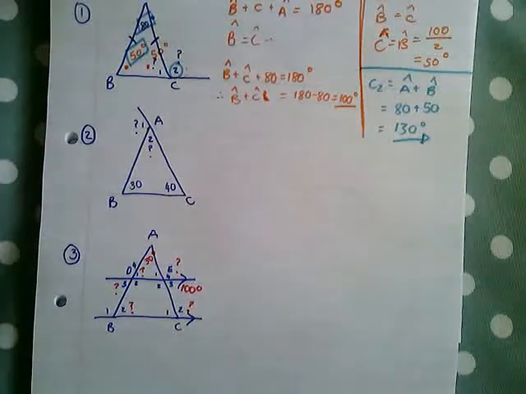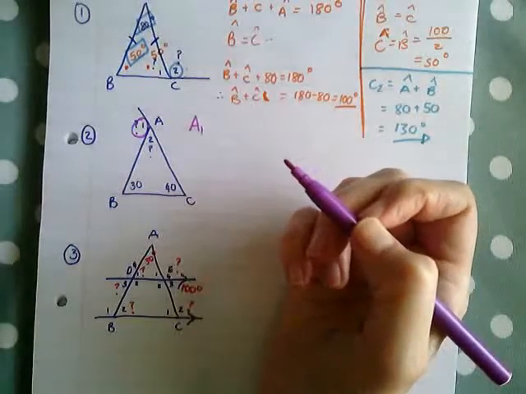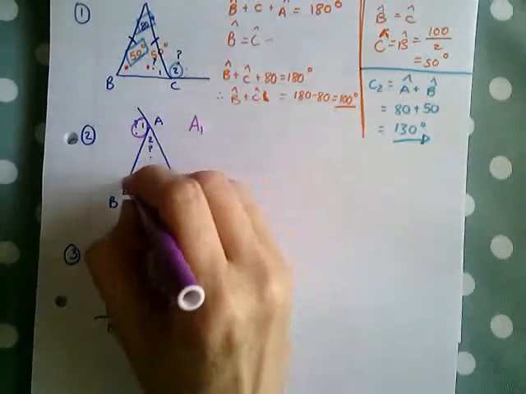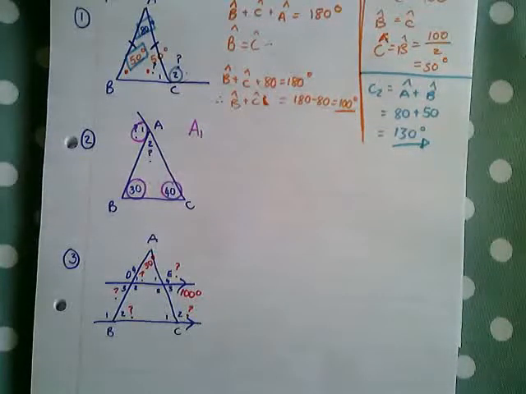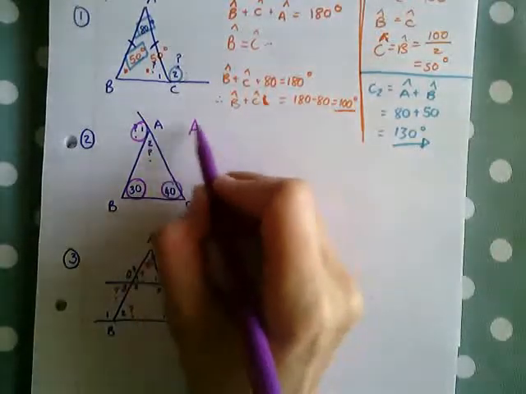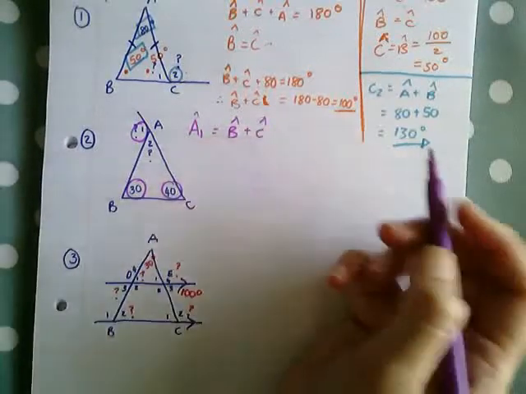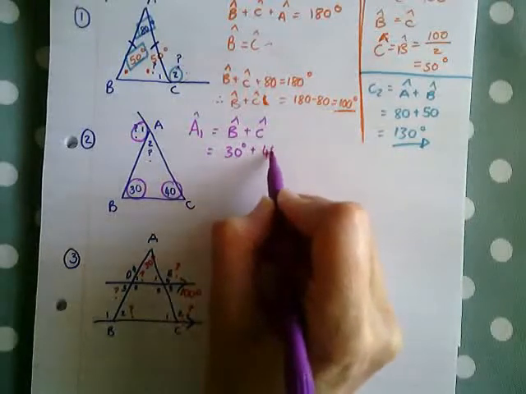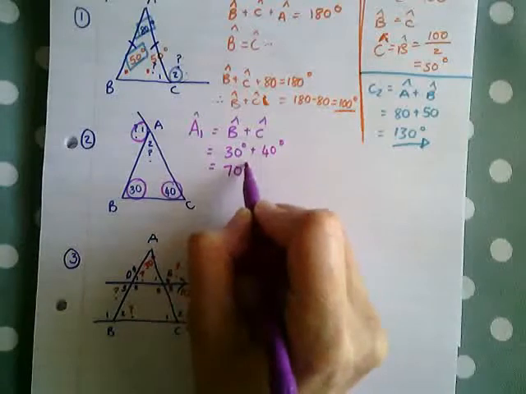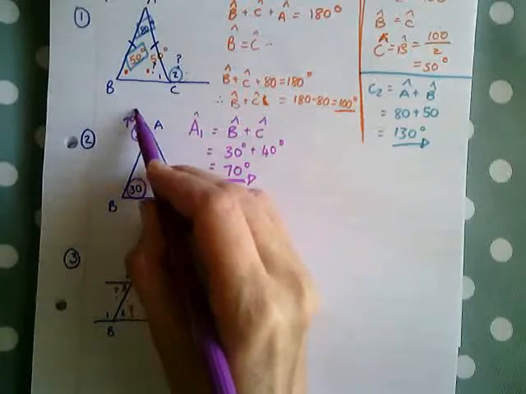A1 is the exterior angle, and an exterior angle is always equal to the sum of the two opposite interior angles. So A1 is going to be equal to angle B plus angle C. Angle B is 30 degrees and angle C is 40 degrees. So that gives us 70 degrees. Okay, so angle A1 is 70 degrees.